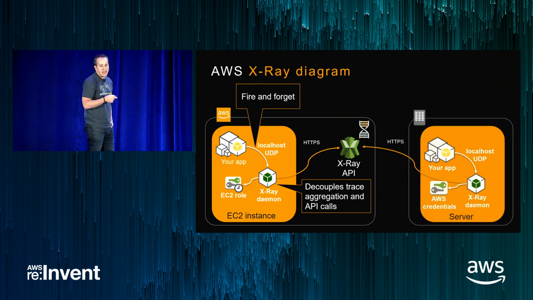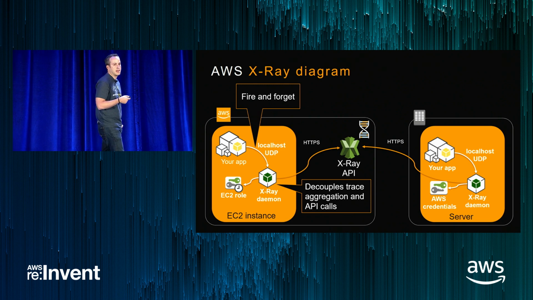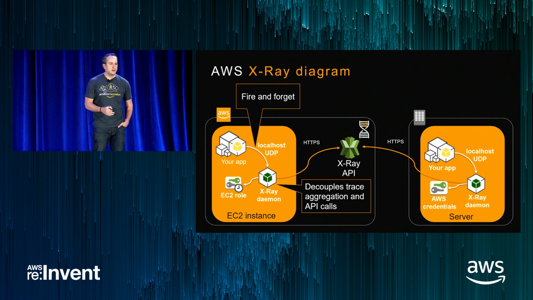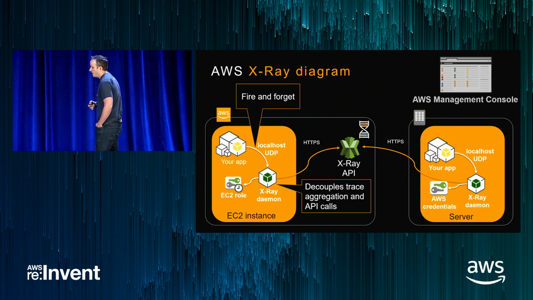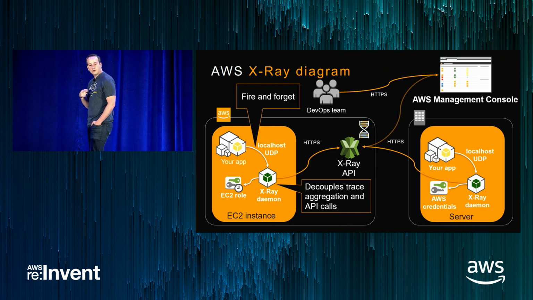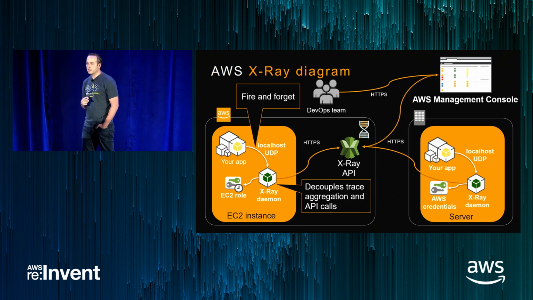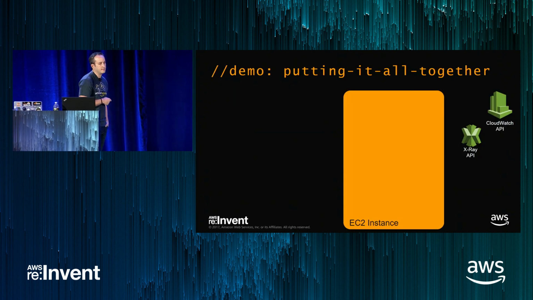You can run exactly that same thing on-prem or any environment that has internet access and the right credentials to talk to your AWS account. Then your SysOps support and SysAdmin guys can go in and check that tracing and service map information or consume those through the APIs.